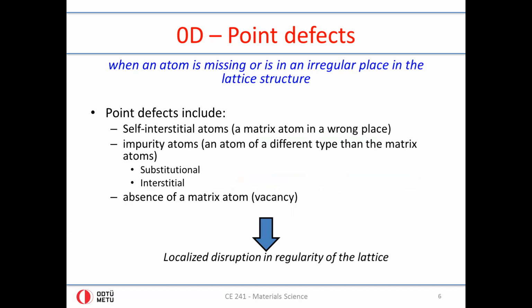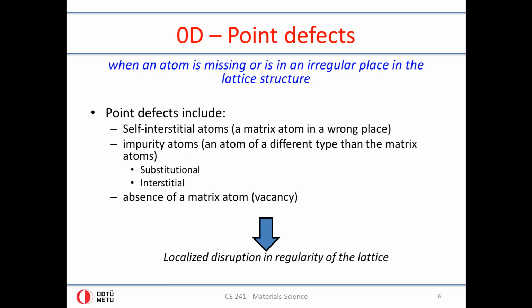You have a defect related with an atom. So if an atom is missing, or if it's in a place that it's not supposed to be in the lattice structure, then this is a point defect. So you have atoms that are referred to as being in interstices, meaning positions between regular positions in the 3-dimensional lattice. So self-interstitial atoms are those that are removed from their correct places and are now in the wrong place.